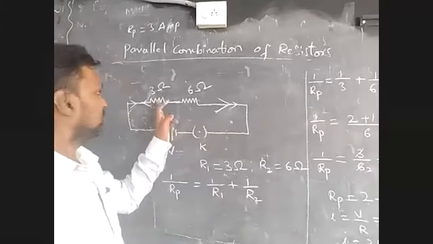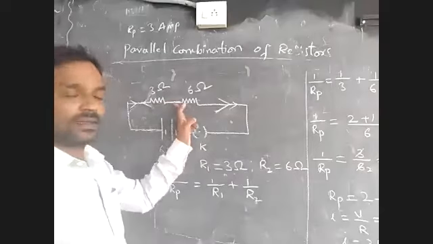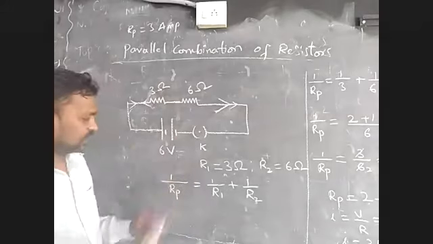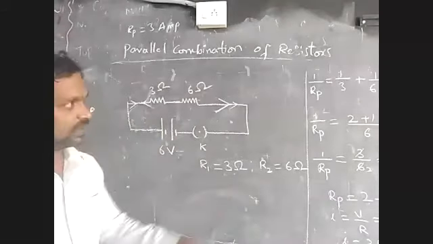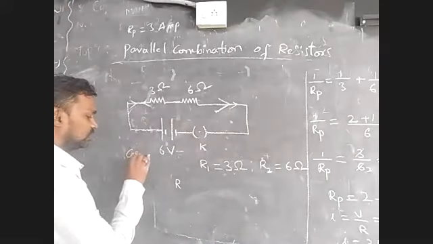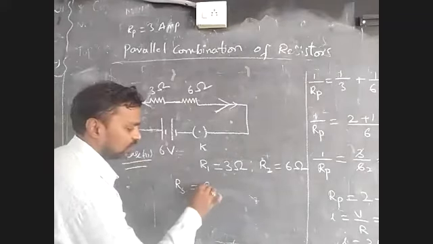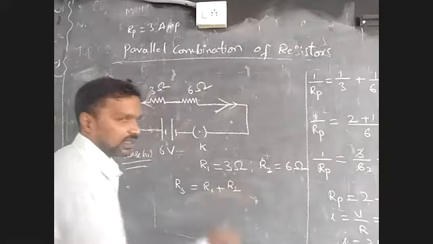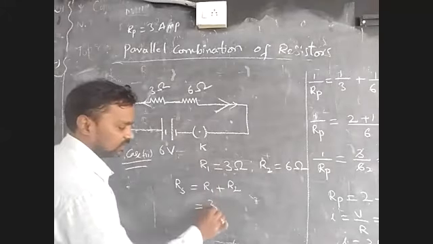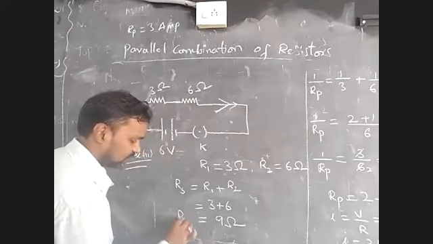3 ohm resistor and 6 ohm resistor, when connected in series, what is the value of resultant resistance? Here again, R1 is equal to 3 ohm, R2 is equal to 6 ohm, but in series. Let us write case 2. In series, Rs is equal to R1 plus R2. This is the formula, R1 plus R2 plus R3, like that. Directly, R1 is 3 ohm, R2 is 6 ohm. Total 9 ohm. This is the value of electric resistance.